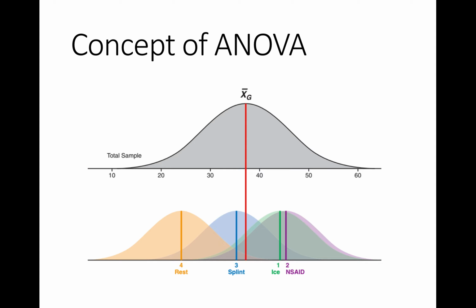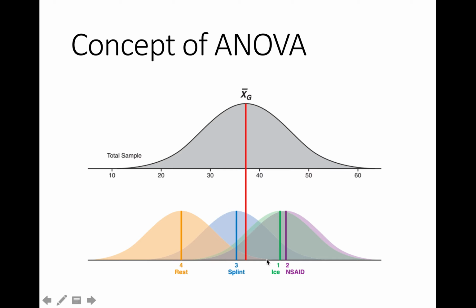Okay? So they want to see how these techniques affect the range of motion and if one or more of these techniques are better than the others to increase the range of motion of the elbow in patients that have had a trauma in the elbow. Okay, so you have four groups here: ice, NSAID, splint, and rest.